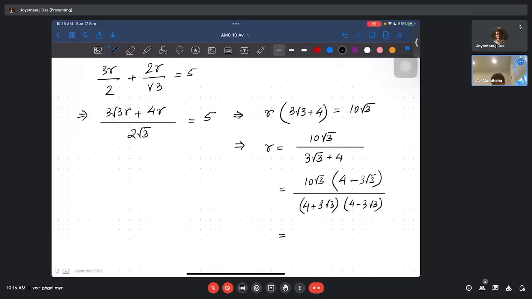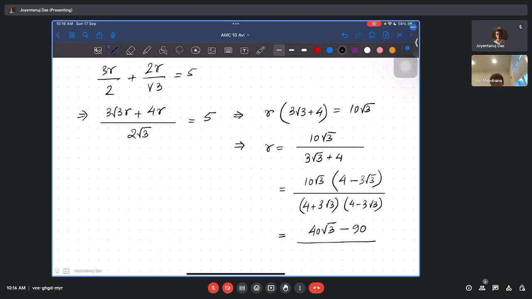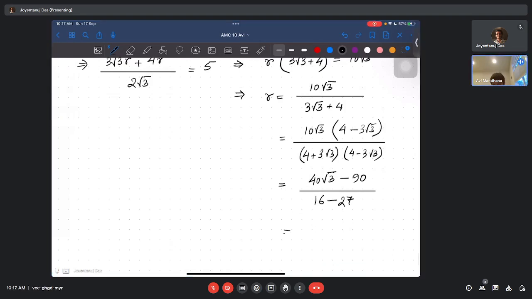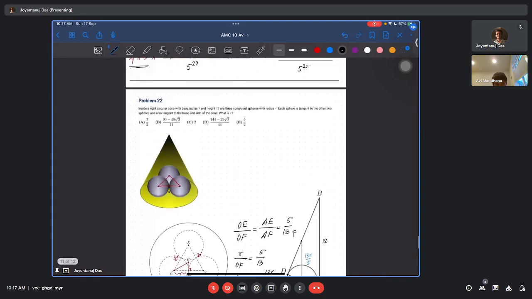First of all, tell me the numerator. You told 40 root 3, that is correct. Then what is the second term? Oh, it's 90. Right, 90. You told 60, so that's why. So this is 90, that is correct. Now the denominator is 16 minus 27. How much is that? Negative 11. Right, so you can adjust. So you can make it 90 minus 40 root 3 divided by 11, right? Yeah, so now I think it will match. So here it is, this one, B.